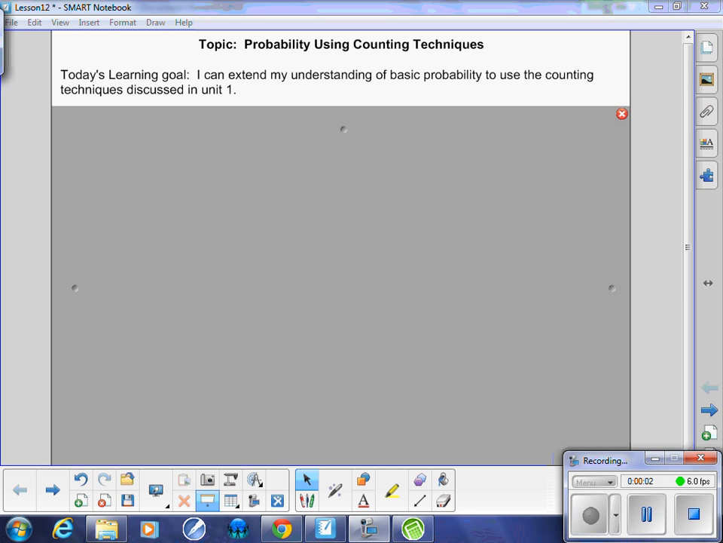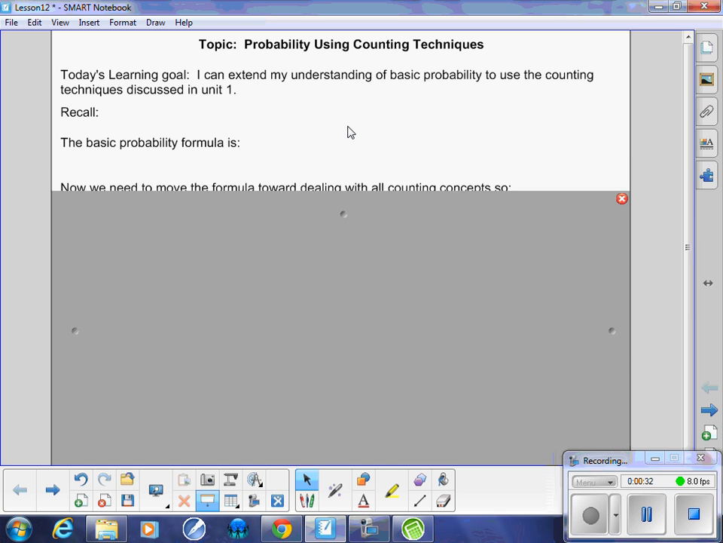Hello, welcome to our topic today, and that's probability using counting techniques. So what do you need to do today? What's your learning goal? Well, you have to extend your understanding of basic probability and using counting techniques discussed in Unit 1. So back in Unit 1, we talked about the placeholder method, tree diagrams, permutations, combinations. We now have to take all of those skills and bring them together in probability. Okay, so that's what we're going to look at.